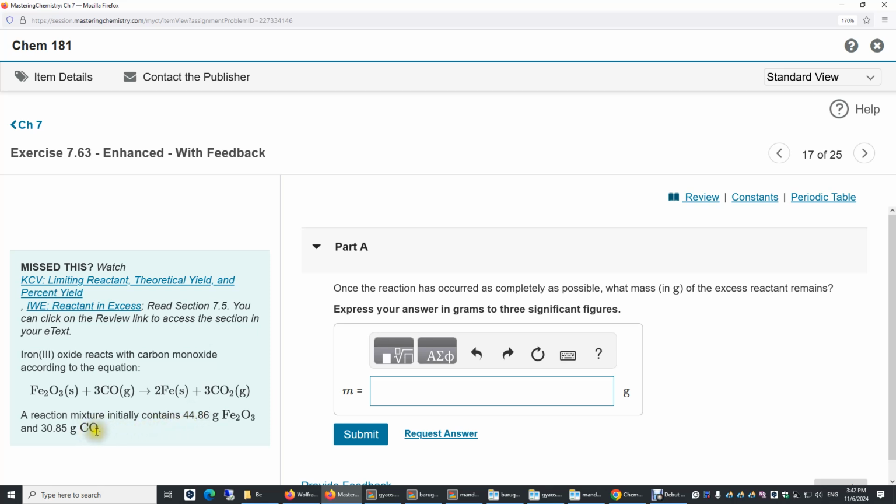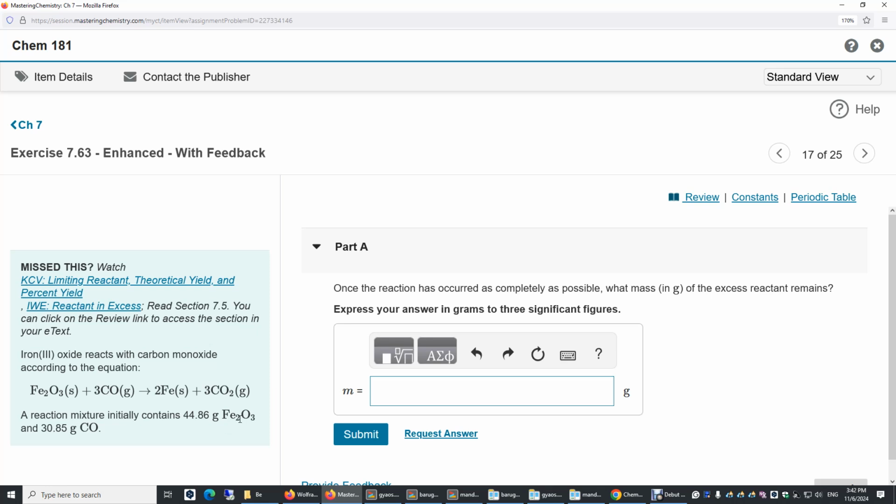If the ratio is 1 to 3, then we have 0 grams of excess reactant. Both reactants are consumed completely. What if the ratio is more than 3 to 1? If you have more CO, CO is in excess. If the ratio is larger than 1 to 3, that means iron oxide is in excess, and then we can compute the amount in excess accordingly.